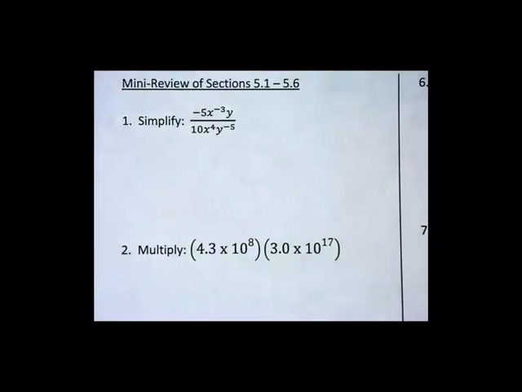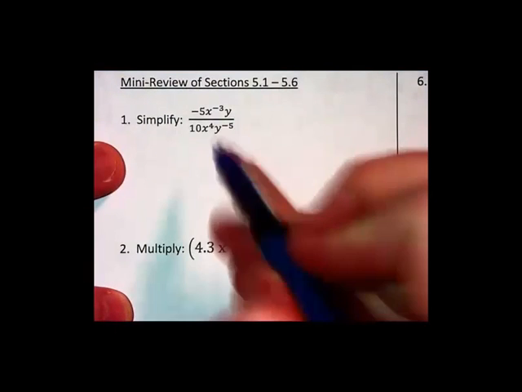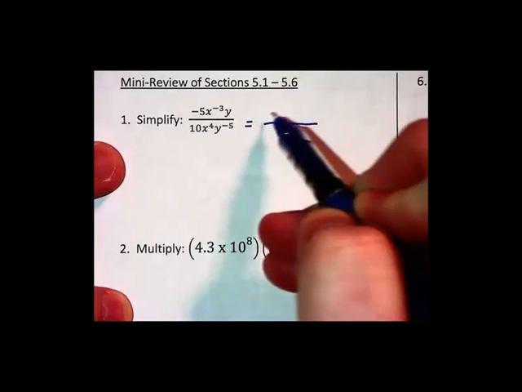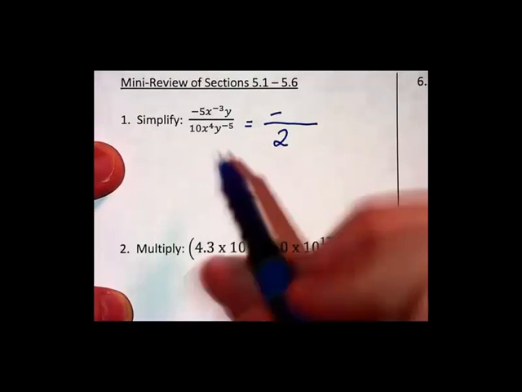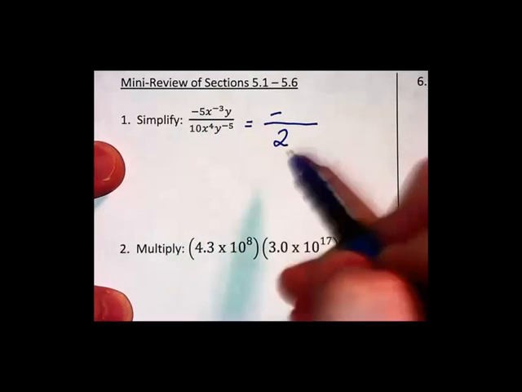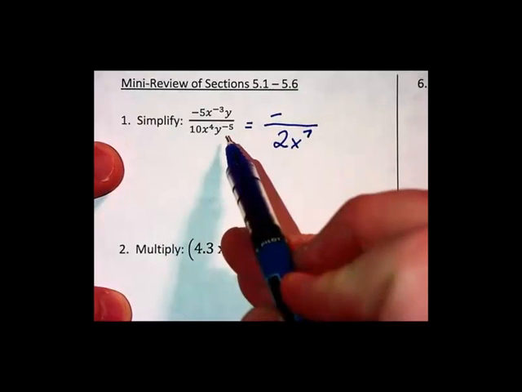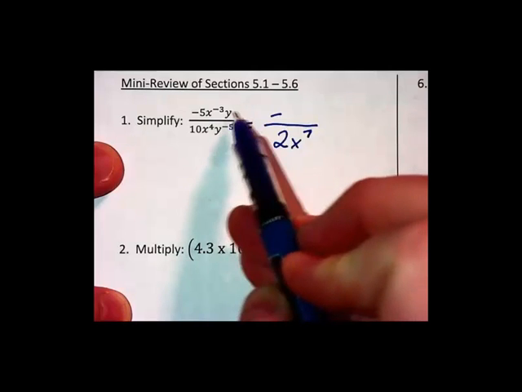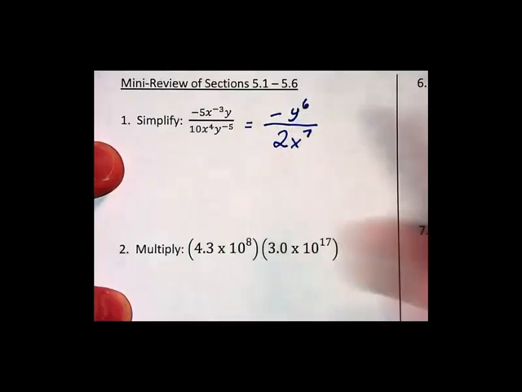We now do a quick review of the first half of Chapter 5. In this first fraction, we reduce the negative 5 over 10 to give us negative 1/2. Don't write that 1 yet. We look at the x's, the negative 3, they come down to the denominator, giving us x to the 7 down below. And with that y to the minus 5th, those y's come upstairs to the numerator, and you have 1 plus the 5 that join it to give you y to the 6th.